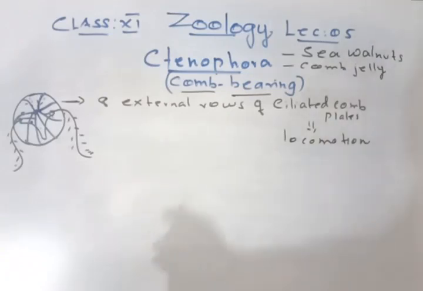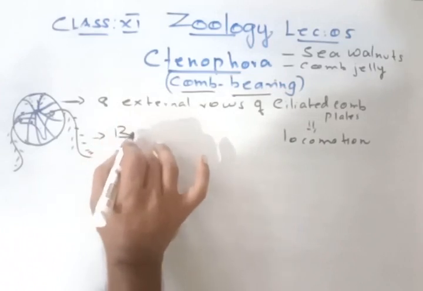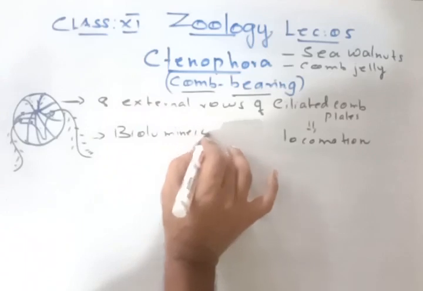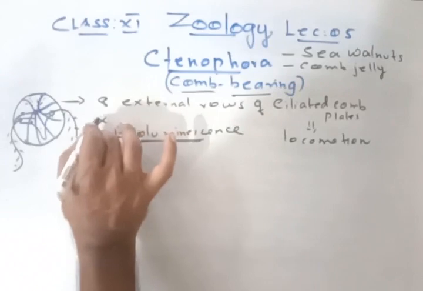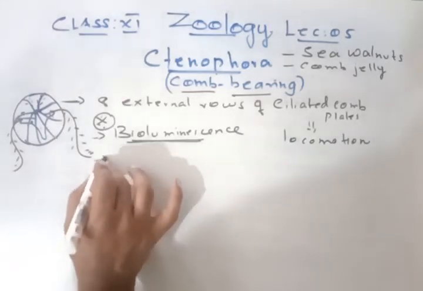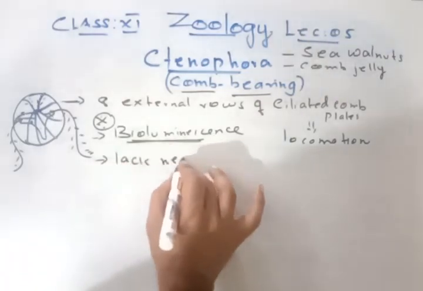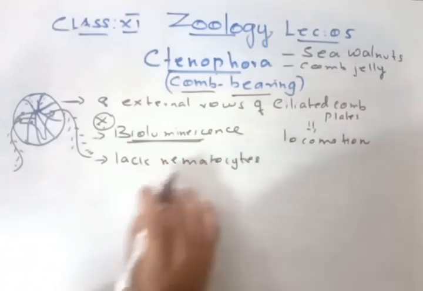And the second one is, it can emit a kind of light, so it is called bioluminescence. This is another very important characteristic, bioluminescence. Then the third one is, it does not have nematocytes. They are not there.